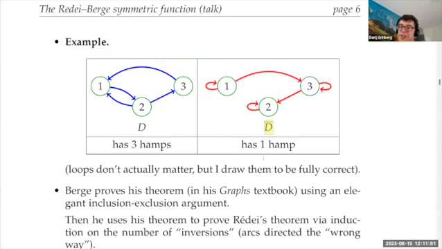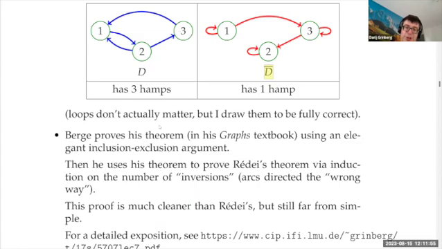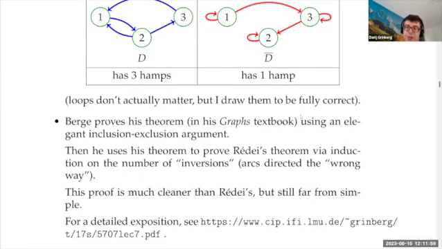Now, how does this help? It's not obvious. First of all, it's not obvious how to prove this Berge theorem. And secondly, it's not obvious how to prove the Redei theorem using Berge. And maybe this non-obviousness is the reason why people don't usually learn about them in undergrad. But actually, it's not that hard anymore.